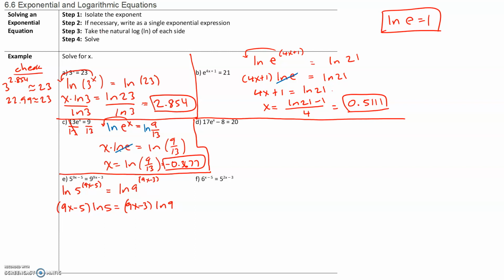All right, so at this step, there are a couple of ways you can go, but what I'm going to recommend is we take the natural log of 5 and natural log of 9 and write them as decimals. So the natural log of 5 is going to be 1.6094. So I have 9x minus 5 times 1.6094 equals 9x minus 3 times the natural log of 9 in decimal form, which is 2.1972.